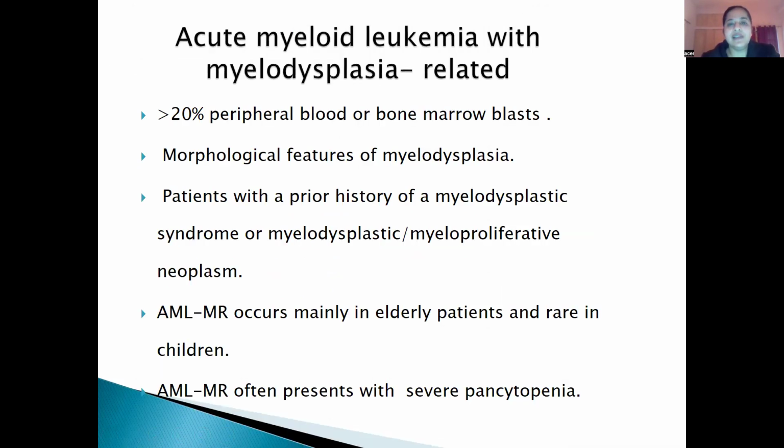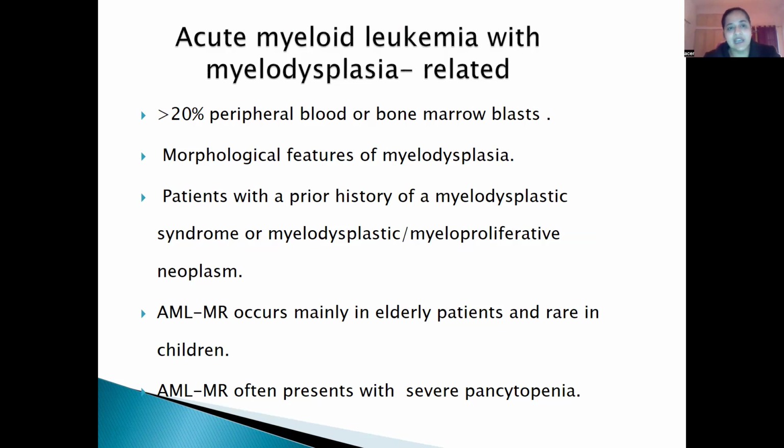Now, this entity earlier in the fourth WHO hematolymphoid classification was myelodysplasia related diseases. Okay, now it has changed to myelodysplasia related changes. It is now changed to acute myeloid leukemia with myelodysplasia related. So basically, greater than 20% of peripheral blood or bone marrow blast, morphological features of myelodysplasia with a prior history of myelodysplasia, and it occurs in elderly patients.